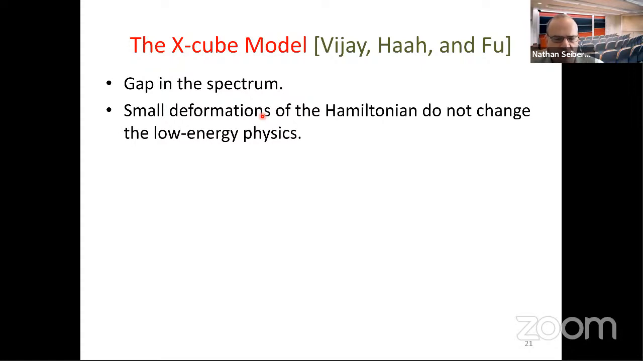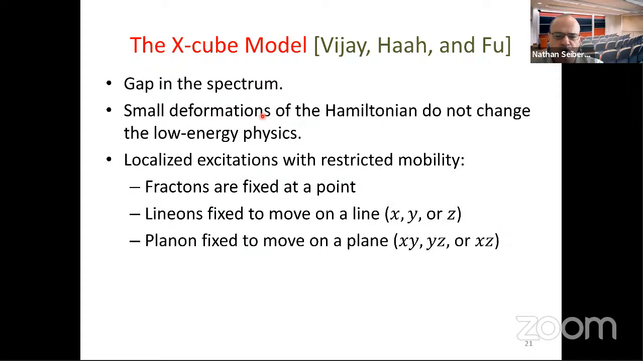And the system has localized excitations, which look like particles that can move around, but they have restricted mobility. They are particle-like excitations that are known as fractons. They are fixed at a point. They cannot move from point to point. Even if you give them a lot of energy, they just sit there. They cannot move elsewhere. If you give them a lot of energy, a particle can split into several particles, say 2 particles, 3 particles. In this example, 3. So it can split, but they cannot move.